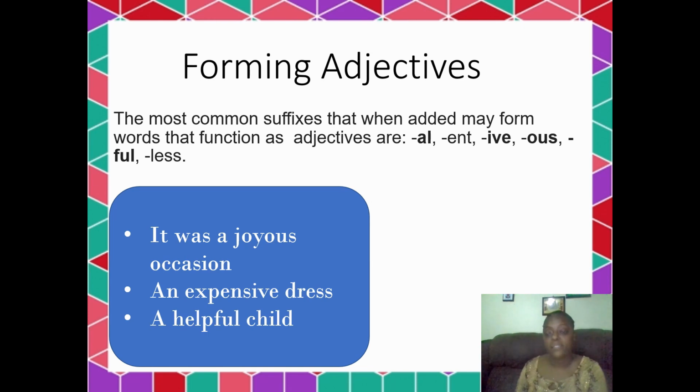An expensive dress, we have the root word expense. We dropped the final e and add ive, as in looking at the rules that we had discussed before. It is now describing the dress. Then we have a helpful child. So help there is a root word. Full is a suffix added and it's describing the child.